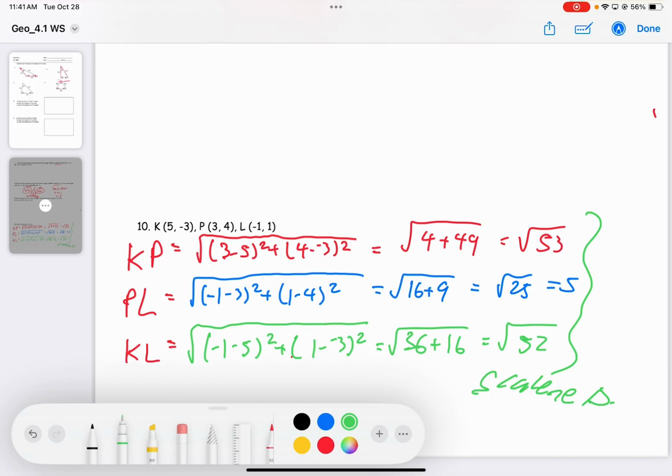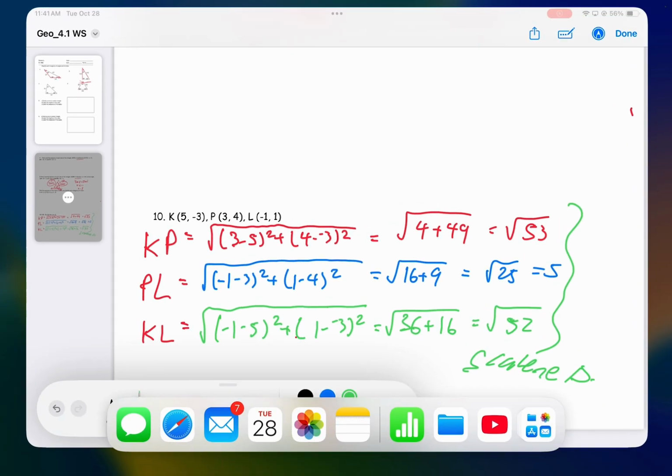All right, questions there? I would do 9 the same. I think when you do 9, you find that it's isosceles. I think 2 of the sides end up being the same length. So you get that it's an isosceles triangle. All right? All right, there's 4.1.